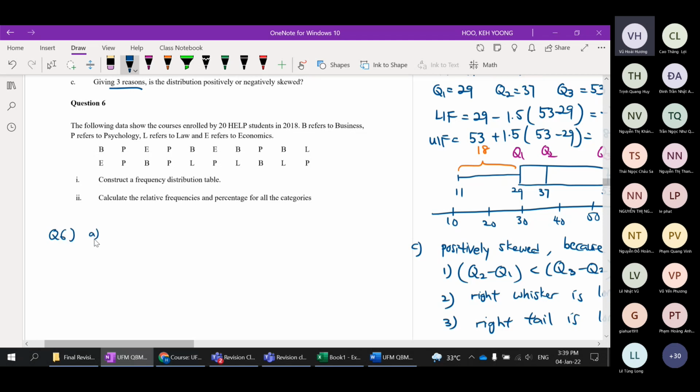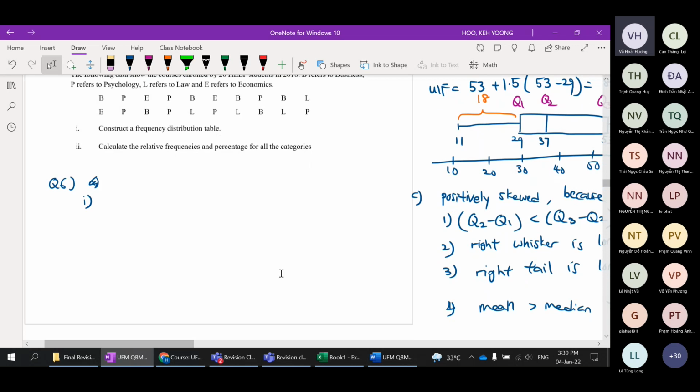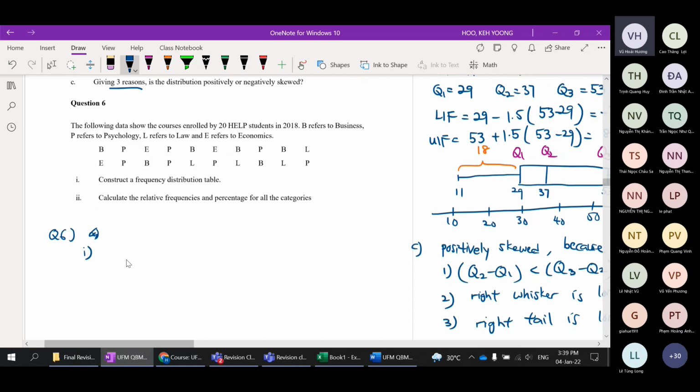Okay, this is categorical data. How many categories here? B, P, L, and E. You have 4 categories. So when you construct the frequency distribution table, we need to have 2 columns. The first column would be the variable. Here, because it's categorical, we use the courses, or the category.